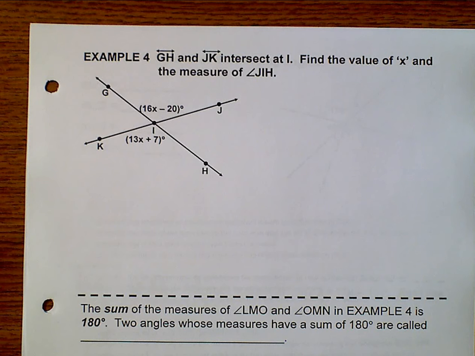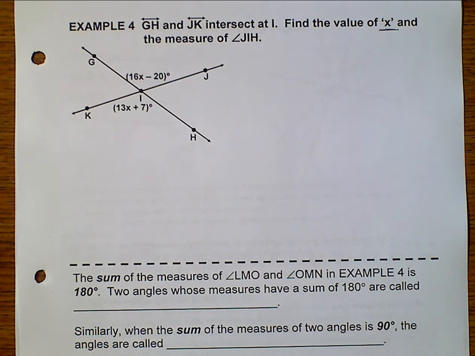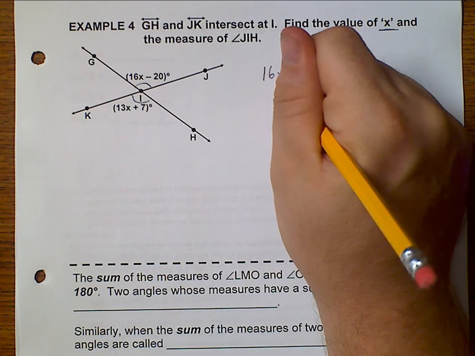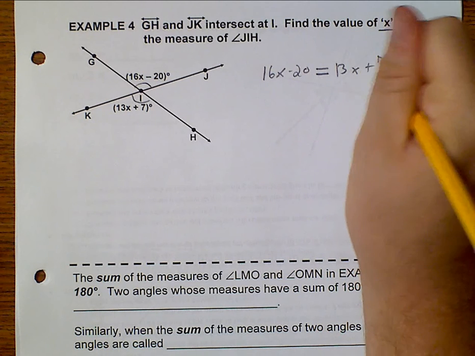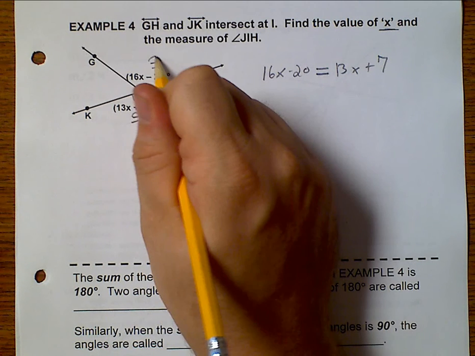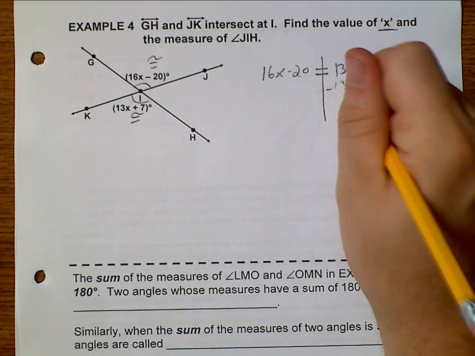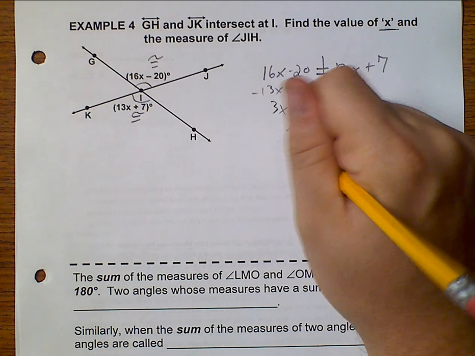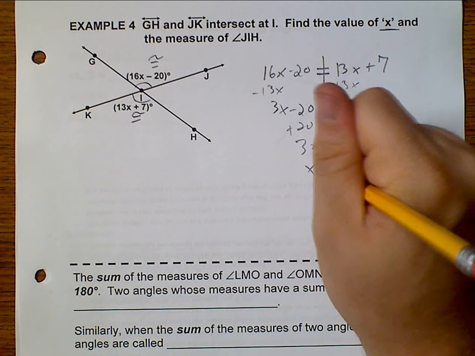Now looking at example 4, they want us to first find the value of x. Well, these are vertical angles, so I can just do 16x minus 20 equals 13x plus 7, because these are congruent. Work it out, subtract 13x, I get 3x minus 20 equals 7, add 20, 3x equals 27, which means that x equals 9.